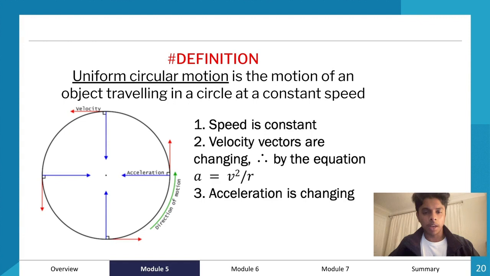Velocity vectors are changing, and therefore by the equation A equals V squared over R, acceleration is also changing. That's something very important, and the fact that acceleration is changing might not even be touched on in this module, but it will definitely be touched on in things like module 6 and module 8. These are the constant features of uniform circular motion: the speed is always constant, the velocity vectors are changing because the direction is changing, and hence velocity is also changing, and acceleration is also changing due to the direction changing.